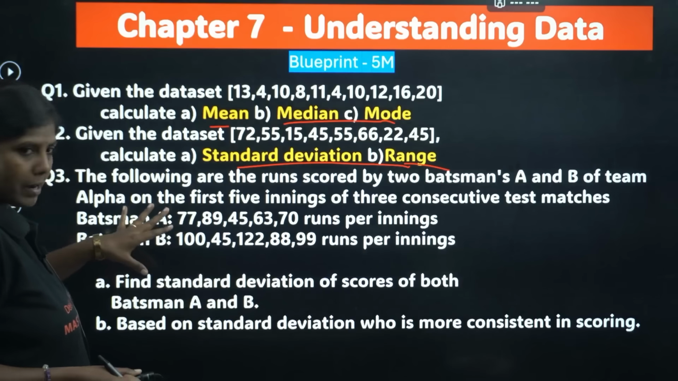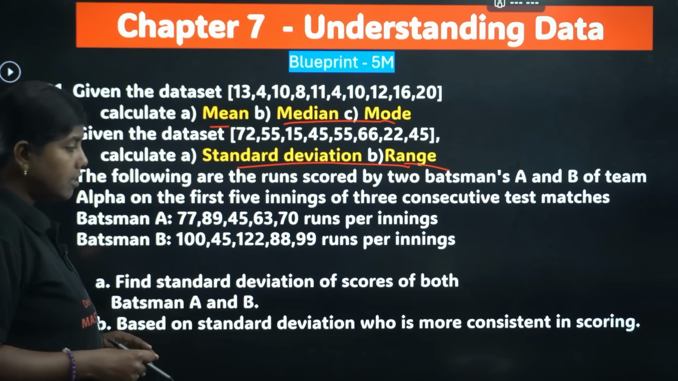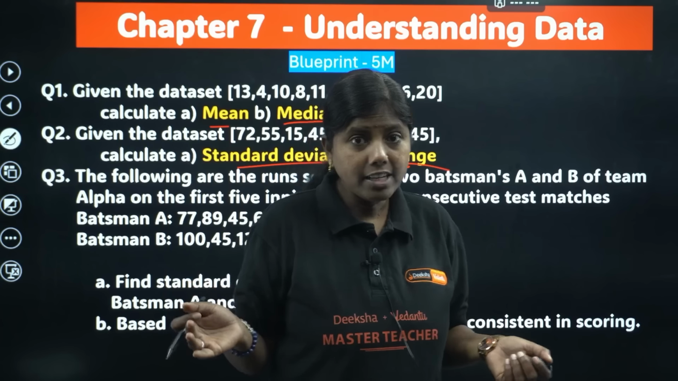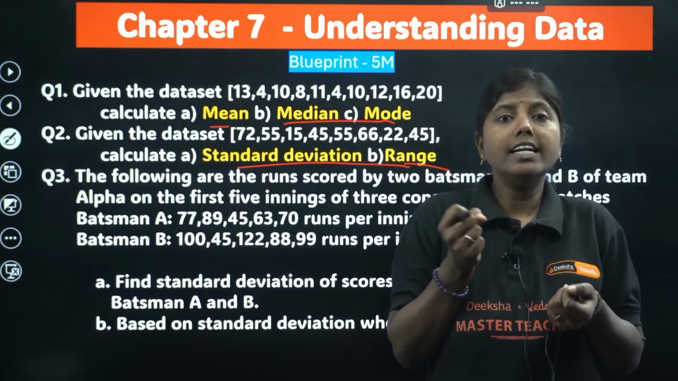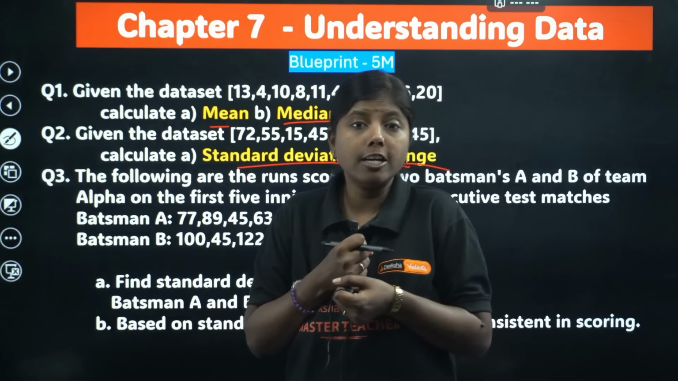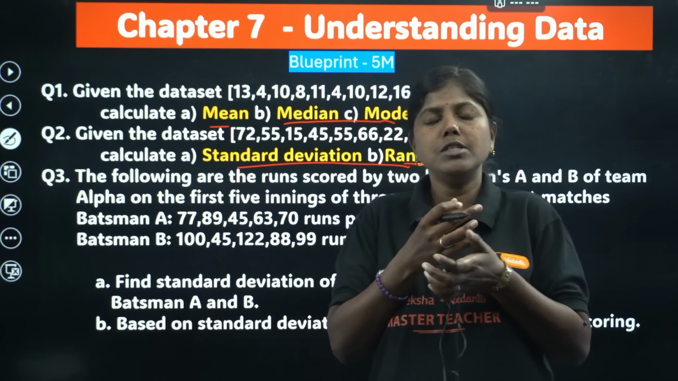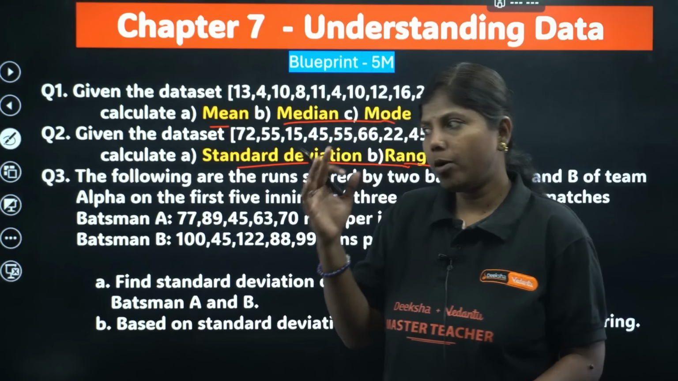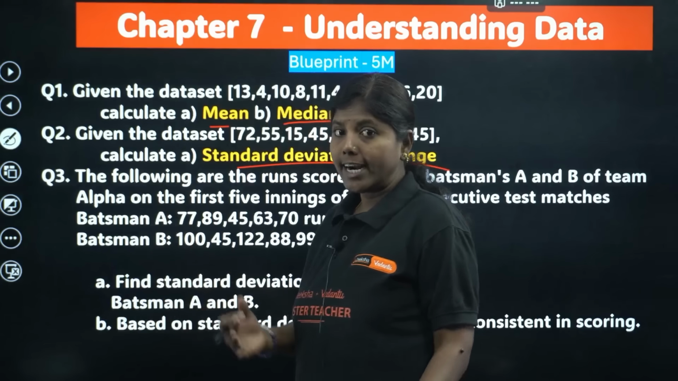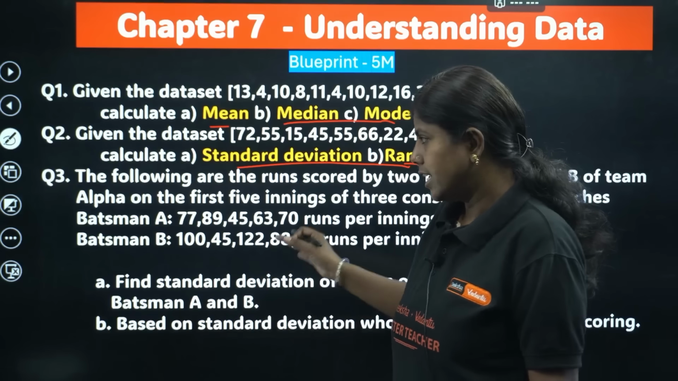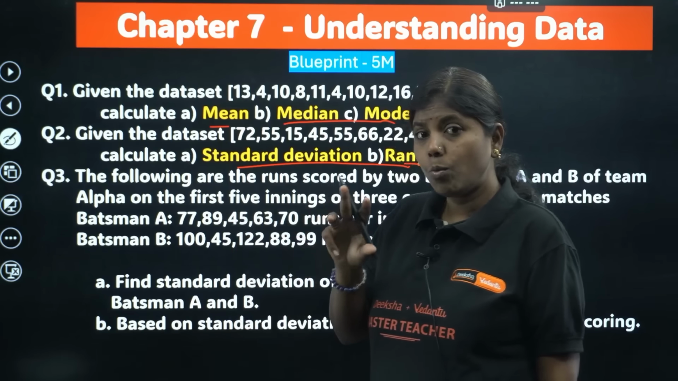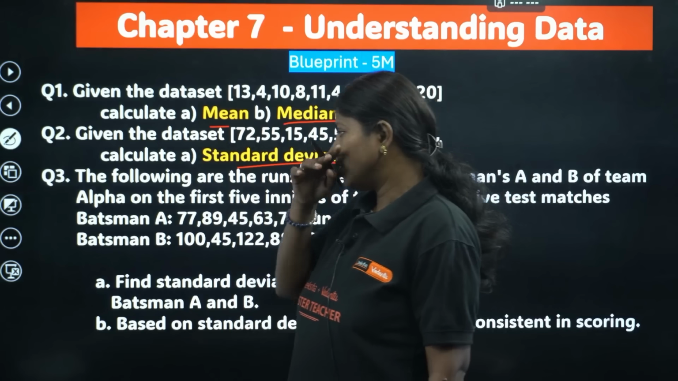You have to find out for batsman A and batsman B who is more consistent. Keep this in mind: a person having a lower standard deviation means the data is tightly clustered, and tightly clustered means more consistent. A higher standard deviation value means it is widely spread, and widely spread means less consistent. Link the word consistency with the standard deviation value.